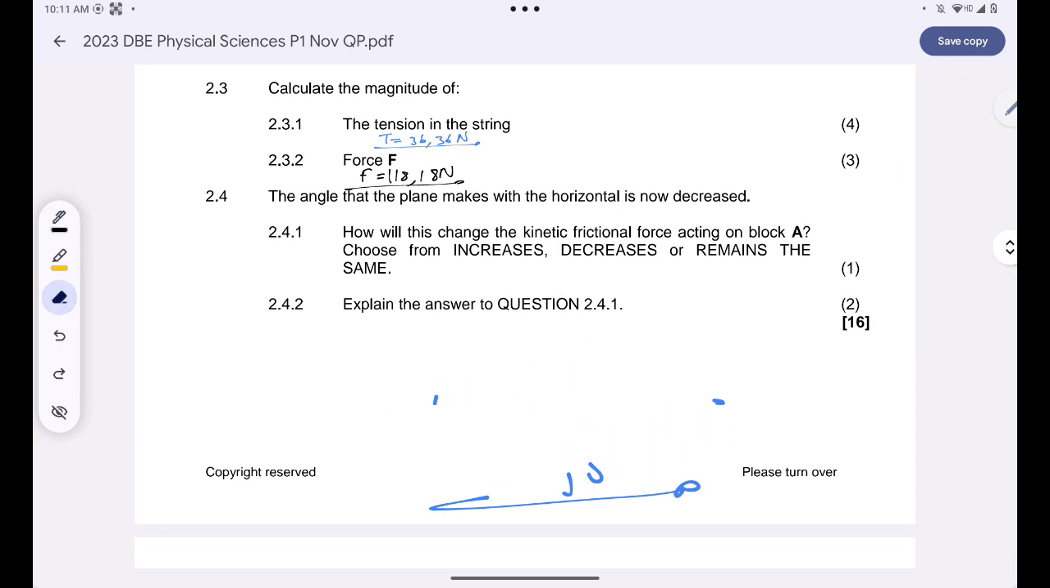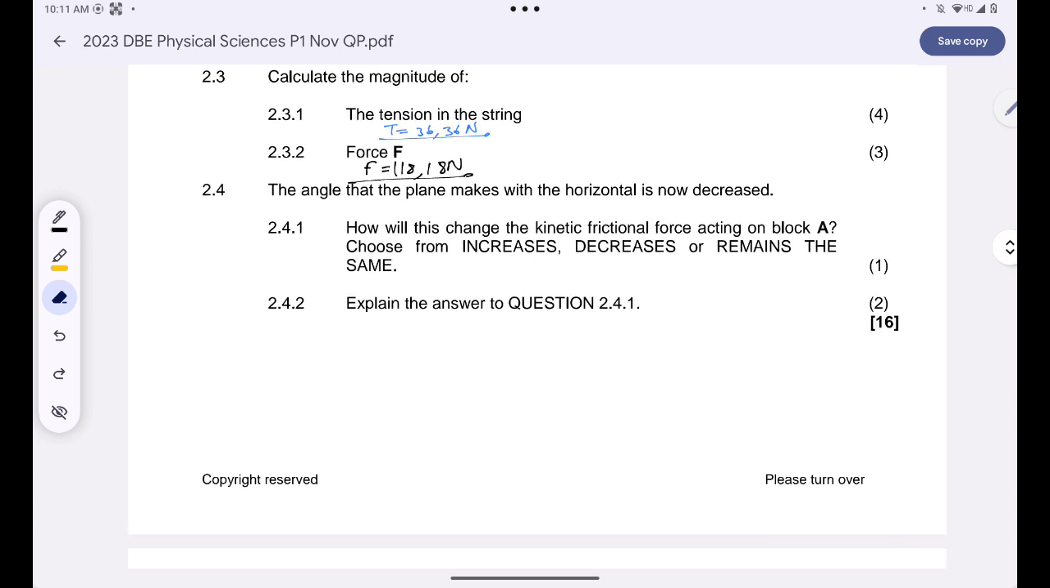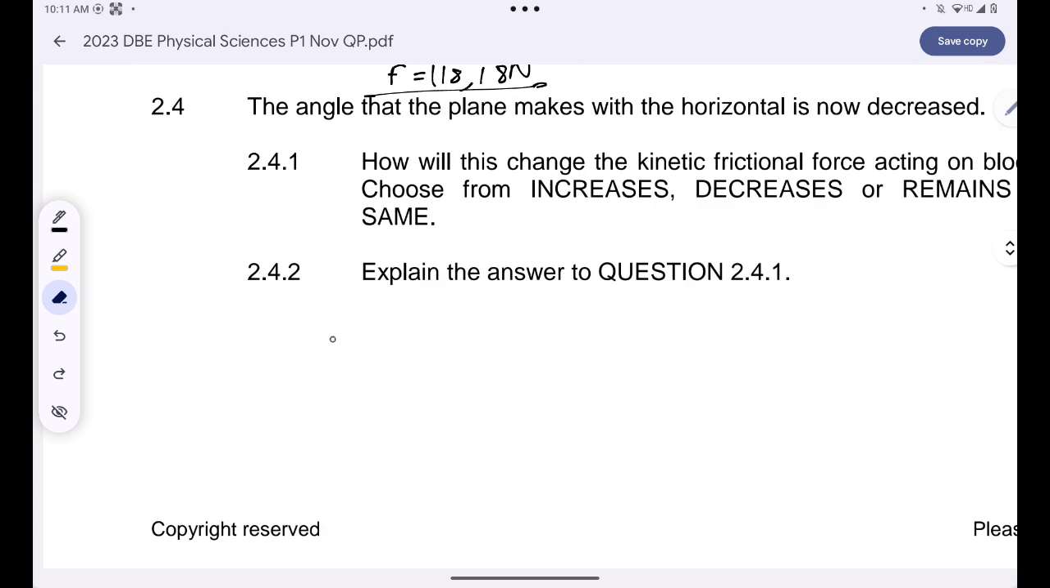Okay, now we are being told that the angle that the plane makes with the horizontal is now decreased. How will this change the frictional force acting on block A? Whenever you decrease the angle, you are always increasing frictional force. How so? Please note that an increase or a decrease of an angle will always affect the components of the gravitational force.